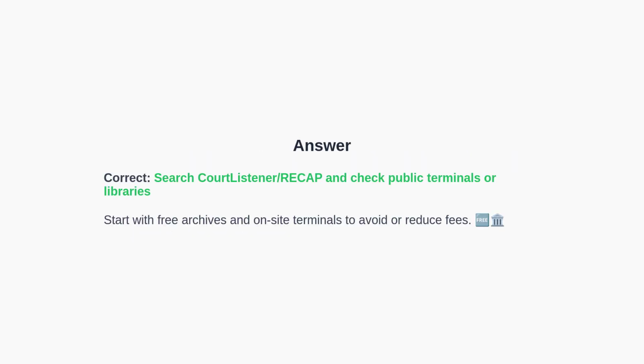The correct answer is: search Court Listener and RECAP and check public terminals or libraries. Beginning with free archives and on-site terminals helps you avoid or reduce PACER charges. Paying immediately, printing the entire docket, or browsing randomly are inefficient and often costly. Now, let us reinforce document number tactics with a quick visual.